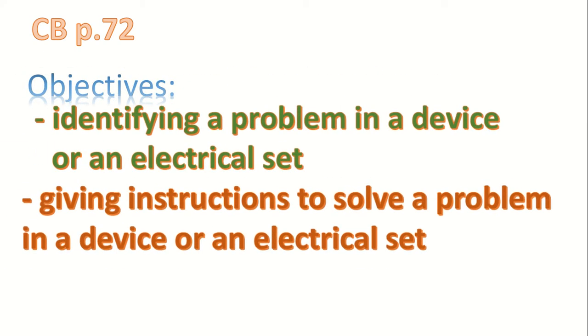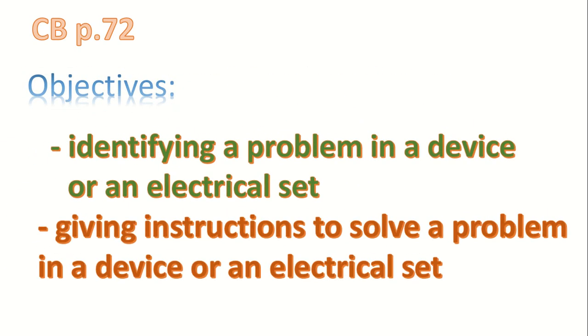Okay, let's first look at the objectives of our lesson today. We have two objectives and they are combined, مرتبطين ببعض. Identifying a problem in a device or an electrical set, تحديد المشكلة في جهاز كهربائي. And how to give instructions to solve a problem in a device or an electrical set. ازاي تحل المشكلة أو تدي تعليمات لحل المشكلة.